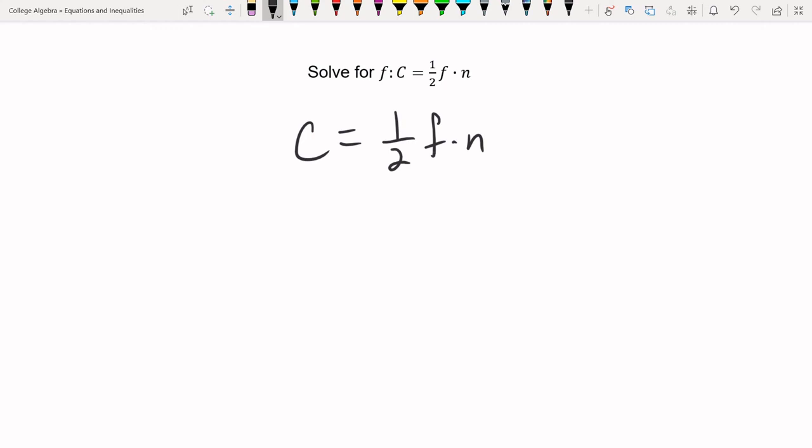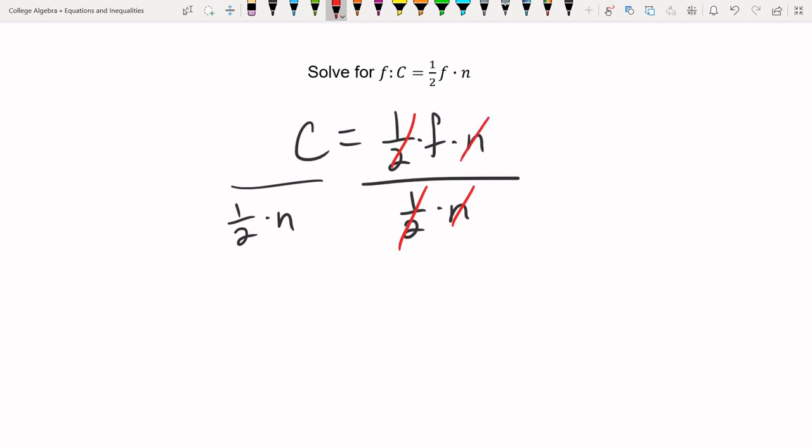There's a lot of different ways you can do this or think about doing it. You could divide by 1/2 and n. You could multiply by 2, divide by n. It's fastest to do it all in one step. If I divide both sides by 1/2 n, what you see here is that the 1/2s cancel and the n's cancel. And that leaves us with f by itself, which means we've solved for f, and we just leave it on the other side as what's given here.